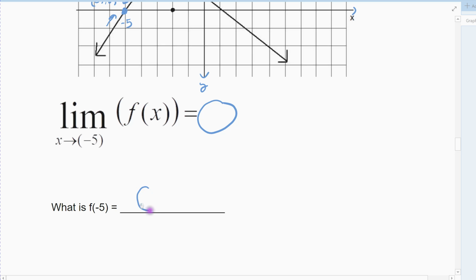Switch to a different pen, see if it works. Yeah, there we go. All right, so the function value. So the limit definition holds true. The limit exists and is equal to 0.